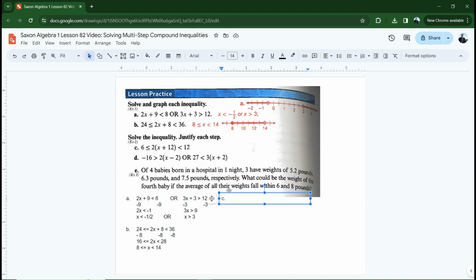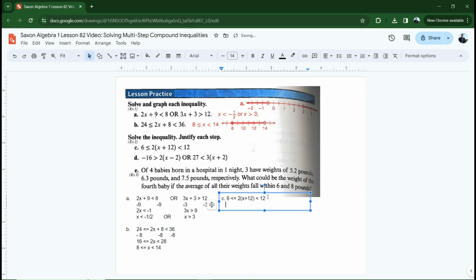In letter C, we have another "and" inequality. We notice that it's 6 is less than or equal to an expression, 2 times the quantity x plus 12, is less than 12. Now, one of the things that it says here is to justify each step. If one of these comes up in the homework, you need to write out the inequality just like this, and then write down your justification for each step as you solve.